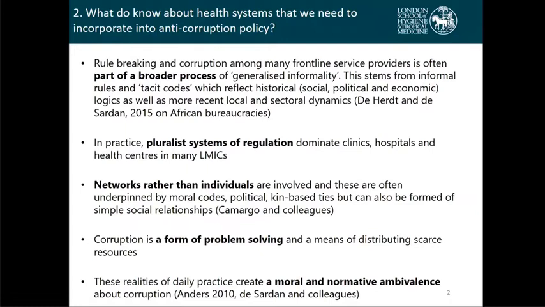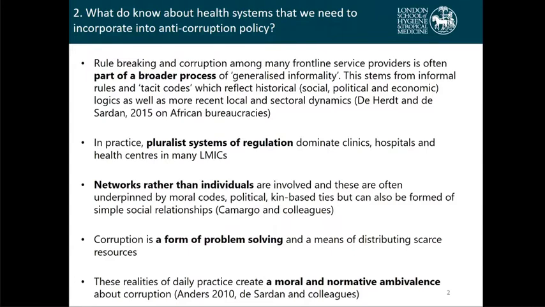And rather than individuals being important in terms of the analysis, what we see is an important focus on networks rather than individuals. These are individuals interacting with groups of other people. And as these networks function, they're often underpinned by moral codes and kin-based ties, but they can also be formed of more simple social relationships. So looser social ties where people are trading, for example, access to healthcare services with access to educational services. So we have networks and groups of people acting in particular ways.